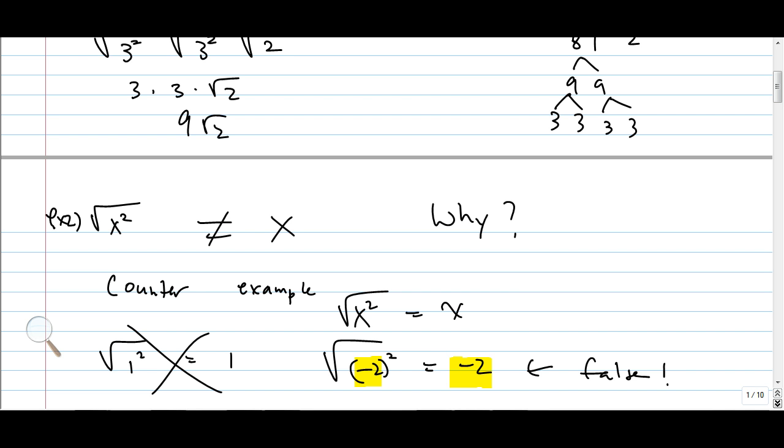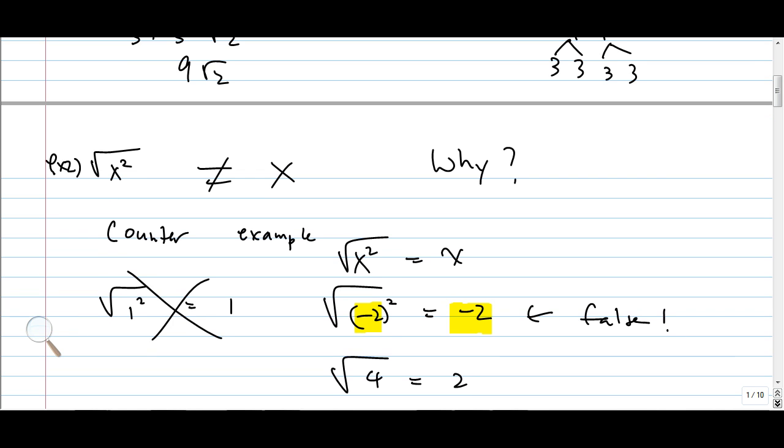Undefined. What is the square root of negative 2 squared? It is the square root of 4. And what is the square root of 4, guys? You get 2. So this statement is not true every time.